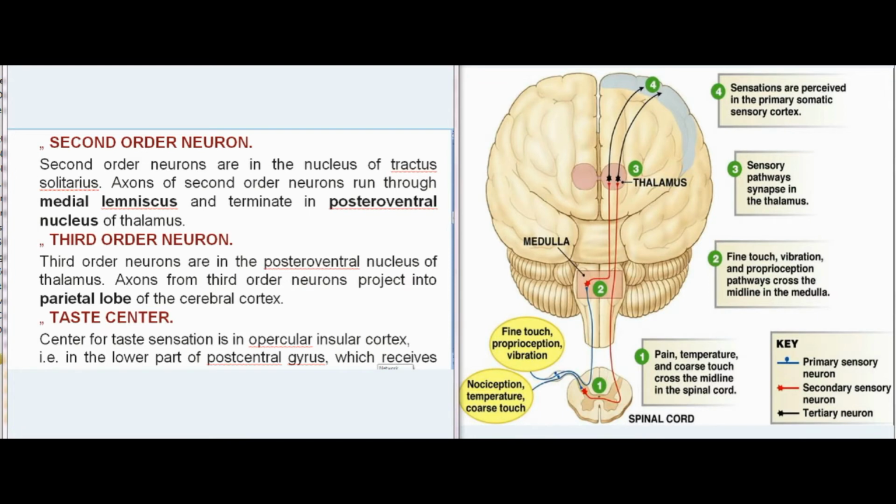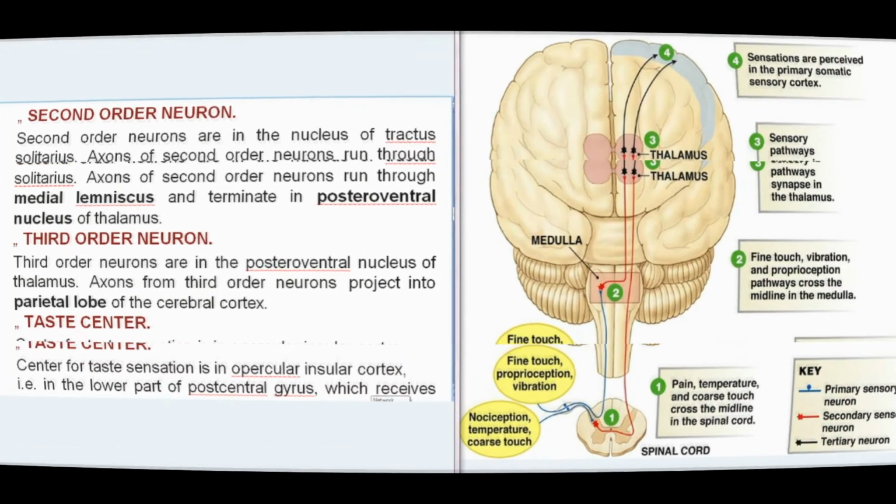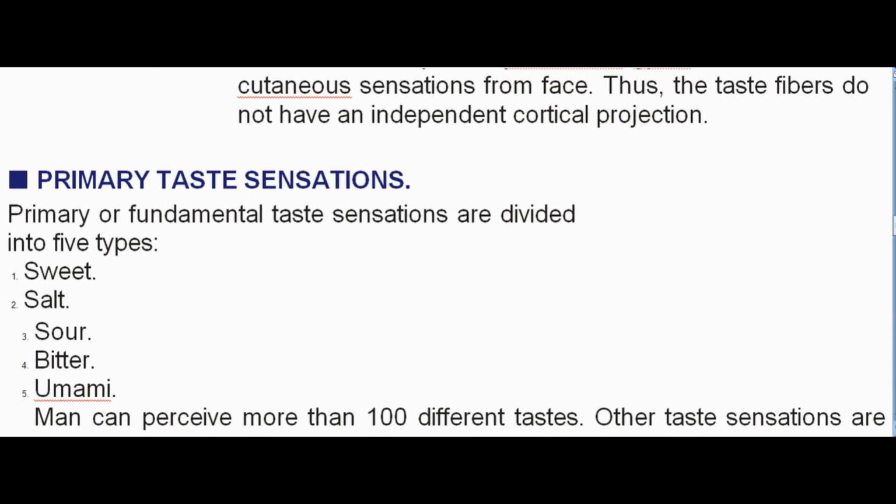Second-order neurons are in the nucleus of tractus solitarius. Axons of second-order neurons run through medial lemniscus and terminate in posteroventral nucleus of thalamus. Third-order neuron. Third-order neurons are in the posteroventral nucleus of thalamus. Axons from third-order neurons project into parietal lobe of the cerebral cortex. Taste center. Center for taste sensation is in opercular insular cortex, i.e. in the lower part of post-central gyrus, which receives cutaneous sensations from face. Thus, the taste fibers do not have an independent cortical projection.